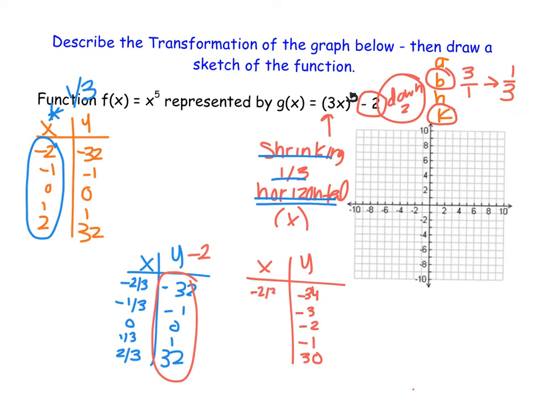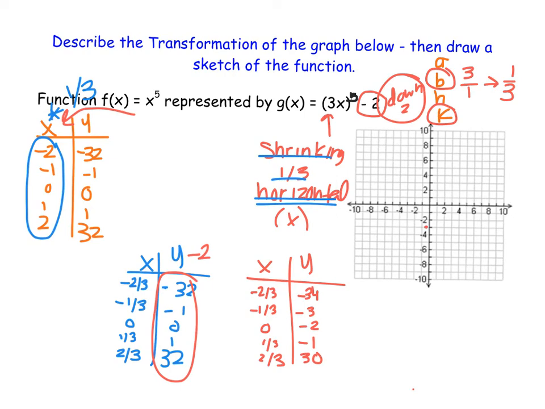So I can now see the changes that have taken place on my graph. I can see that I have horizontally shrunk down my x values here, and I can also see that I have moved my graph down completely 2 units. So I'm going to now go to my graph and plot and do my best. I know there's a lot of fractions here. So I have -2/3 and -34. That doesn't quite fit on my graph. But I have -1/3 for x and -3. That's going to fall about right there.